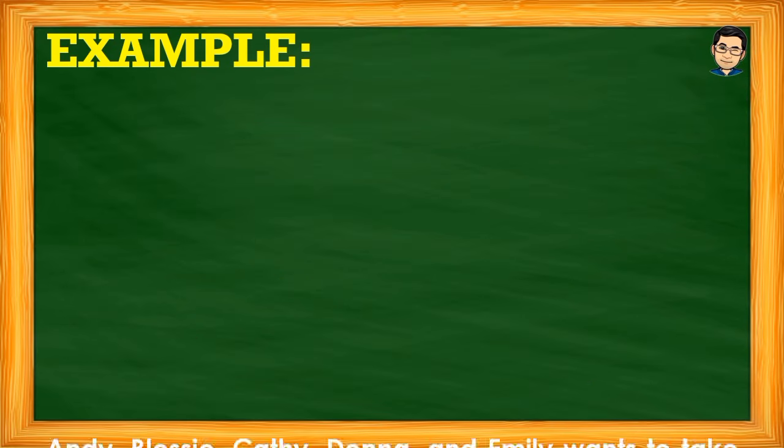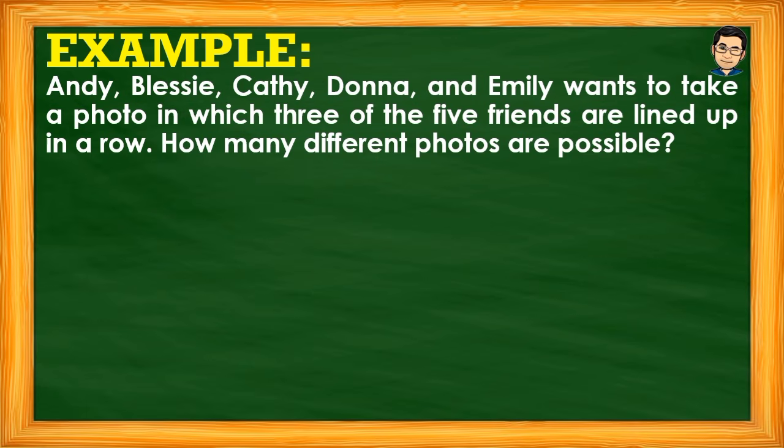So let us have an example. Andy, Blessie, Cathy, Donna, and Emily want to take a photo in which 3 of the 5 friends are lined up in a row. How many different photos are possible? So based po sa ating given problem, meron po tayo ditong 5 friends. So ayan, Andy, Blessie, Cathy, Donna, and Emily. And then magte-take sila ng picture, ng photo. And then ang pagte-take ng pictures nila is by 3.